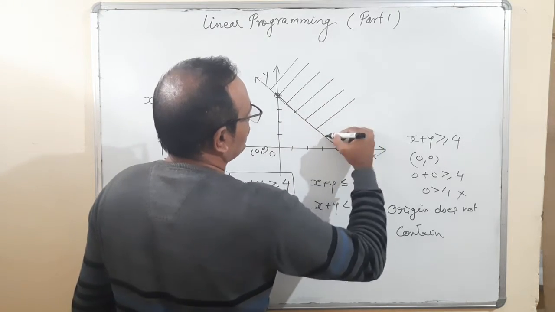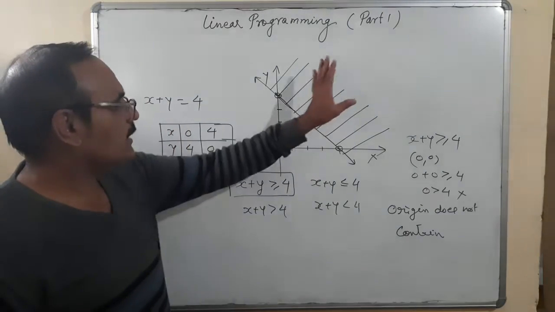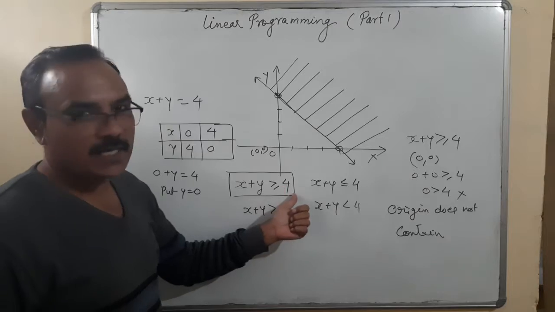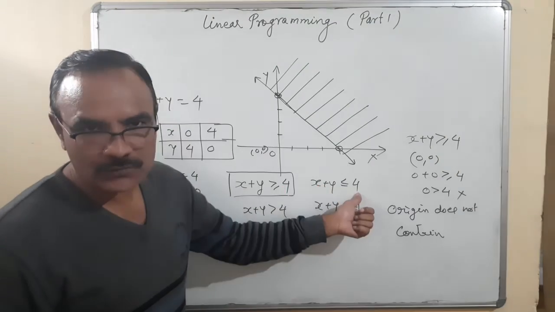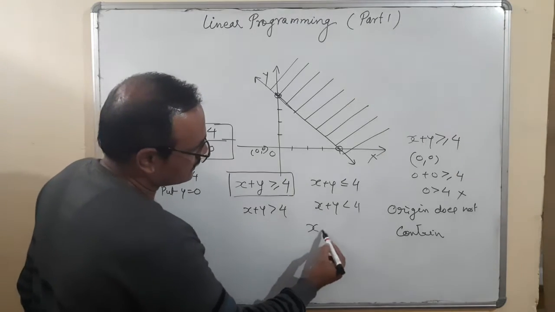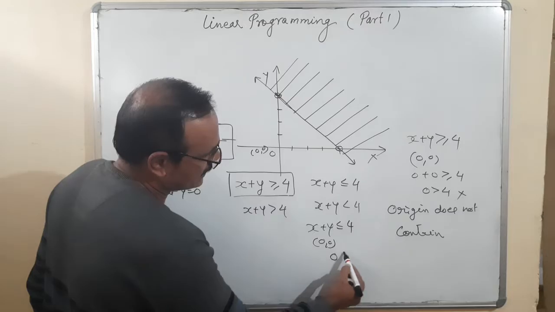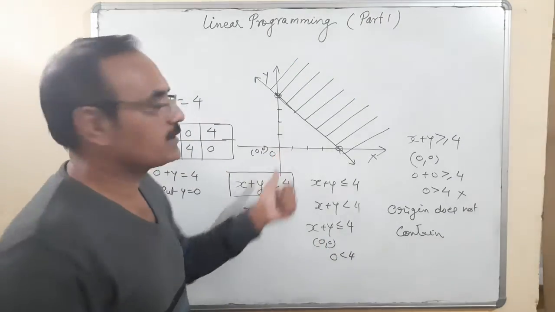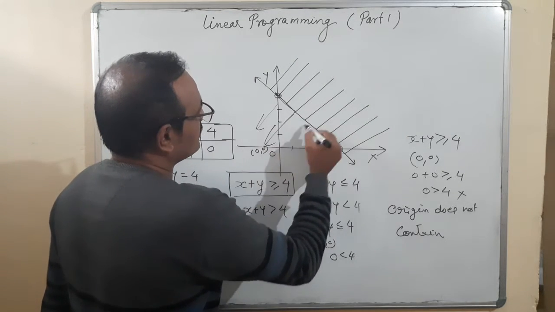So here we are talking about this area. That is the region which is going away from the origin, x plus y is greater or equal to 4. In the same case, when x plus y is less or equal to 4, what does it mean when you put 0, 0 here? 0 is less than 4, which is true. That means in this case, it contains the origin. So the feasible region is towards this side.